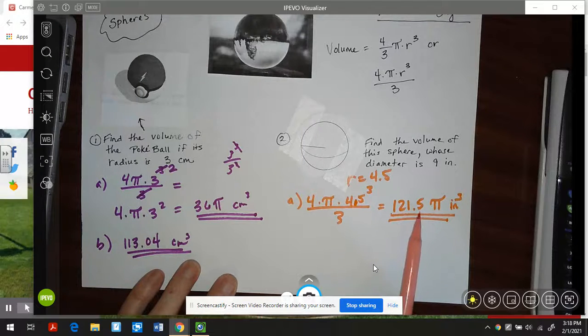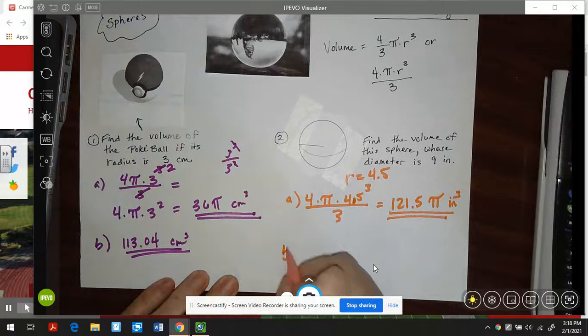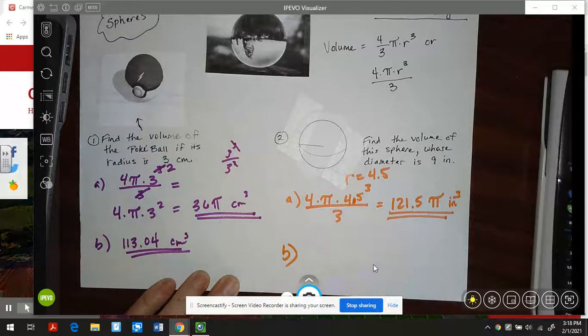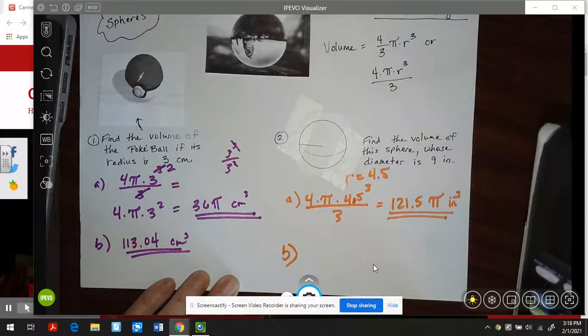Otherwise, you would just work that whole number out and reduce to get a fraction like we've been doing for other problems. And now we need to multiply by 3.14 to get the decimal estimate. And that is 381.5.